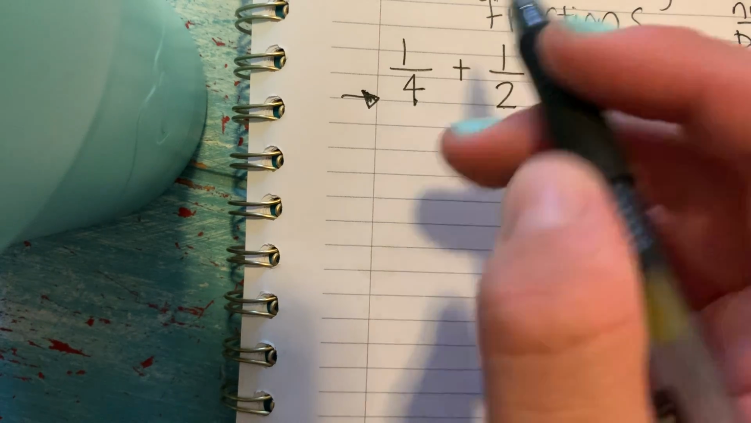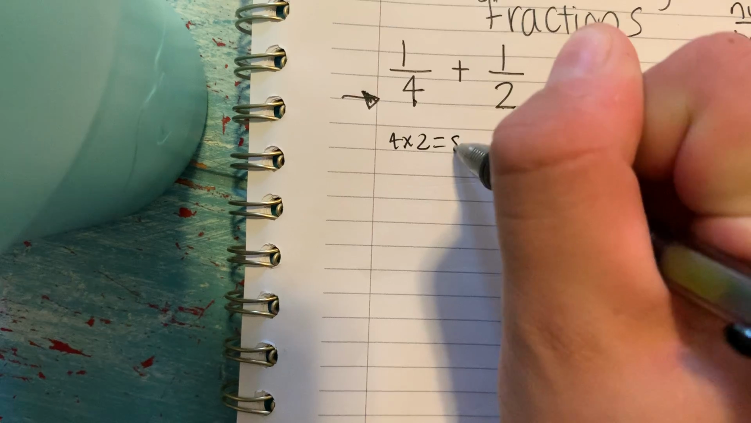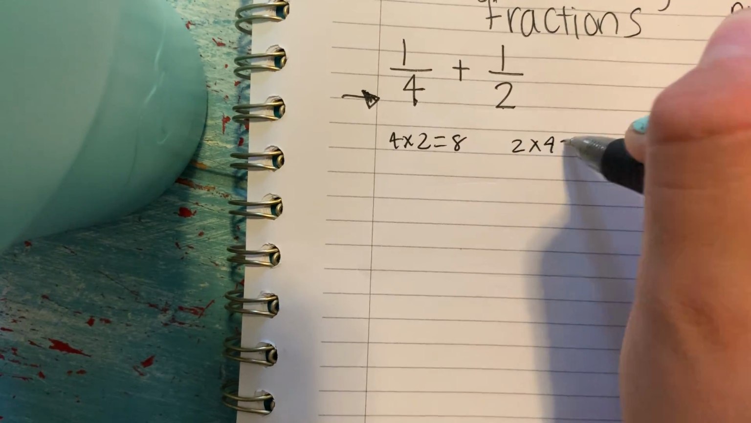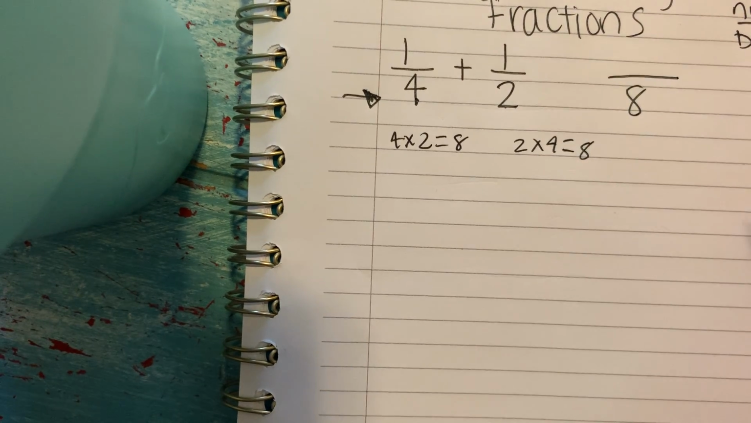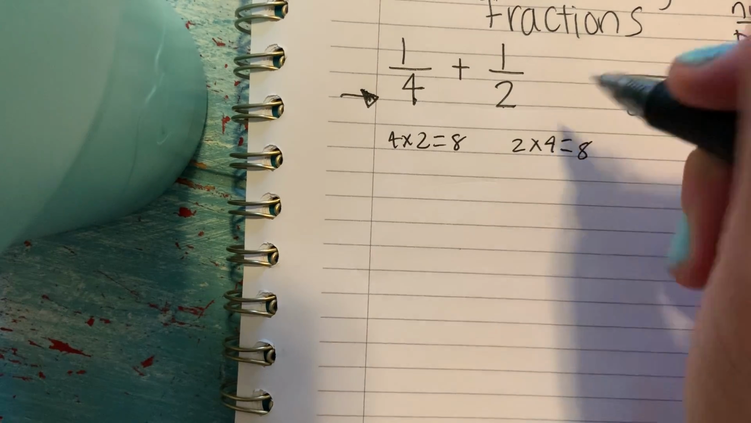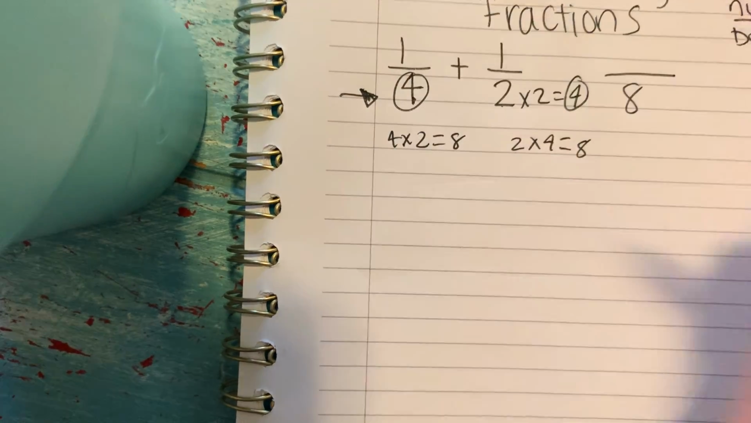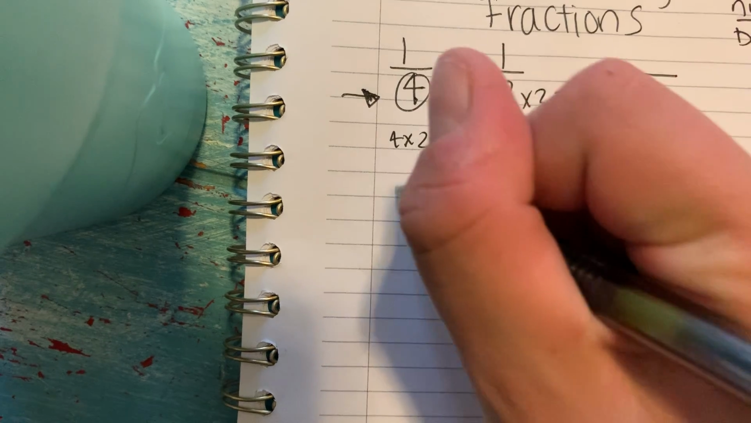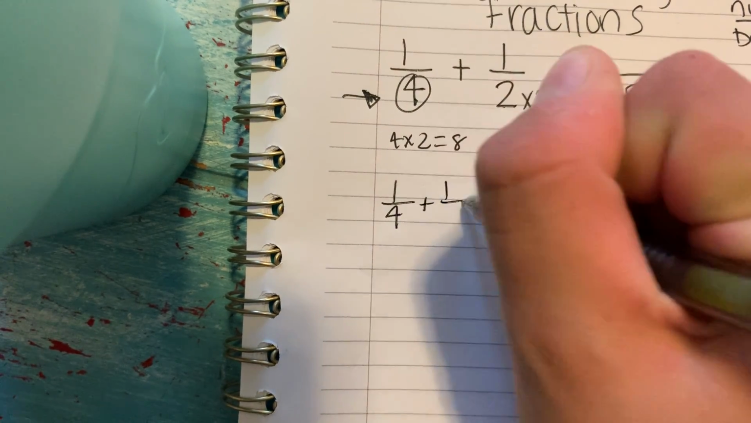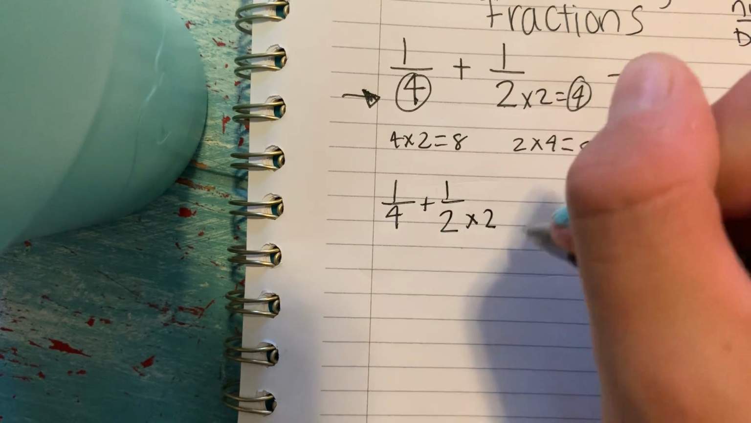Well, you could say that 4 times 2 is 8 and 2 times 4 is 8. So maybe some of you guys picked 8 for your common denominator. Or you just thought, 2 times 2 is 4. Would that be a common denominator? Absolutely. So let's say we pick that. 1/4 plus 1/2, and our common denominator is going to be 4. 2 times 2 is 4.